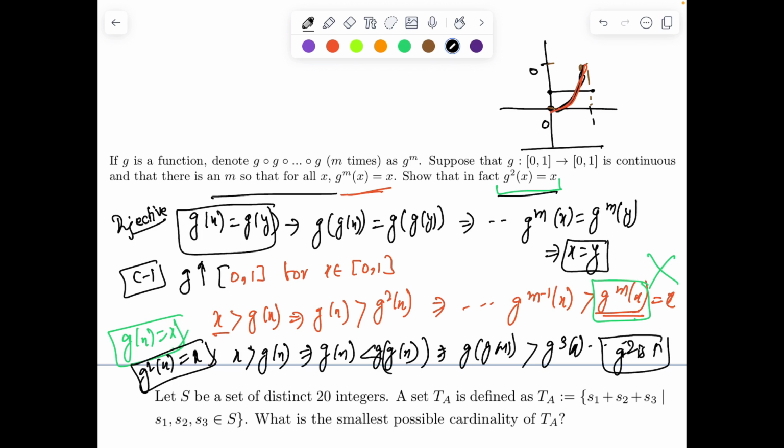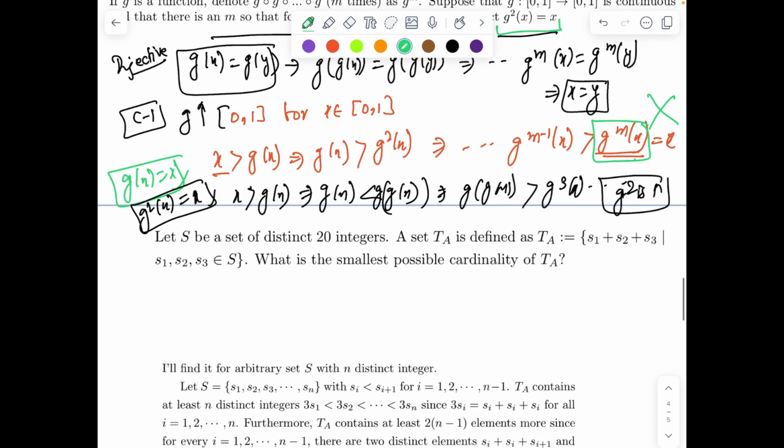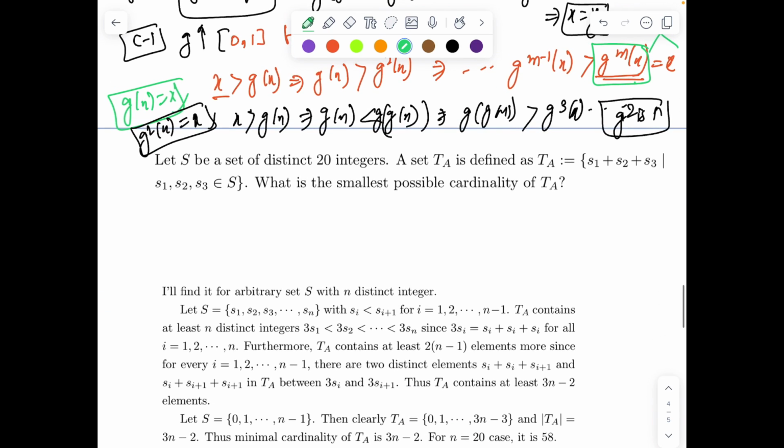So in either case, anyway, we are getting g^2(x) is x. In the first case, if it is increasing, it has to be g(x) equal to x. That's the only increasing function which will validate this condition. In the other case, if g is decreasing, g squared will be x. There is no necessity of g to be anything else, right? So that was also a good question based on basic ideas.